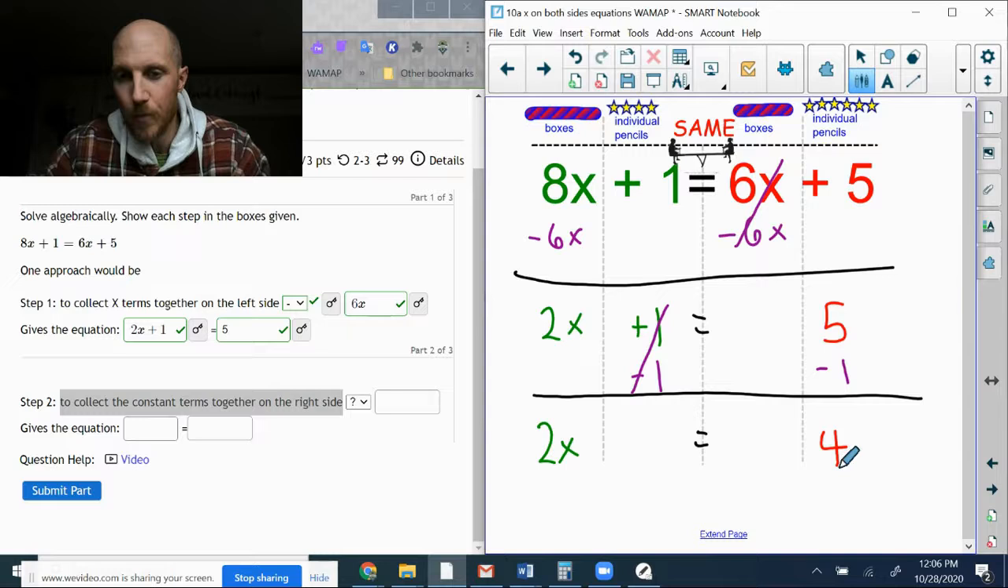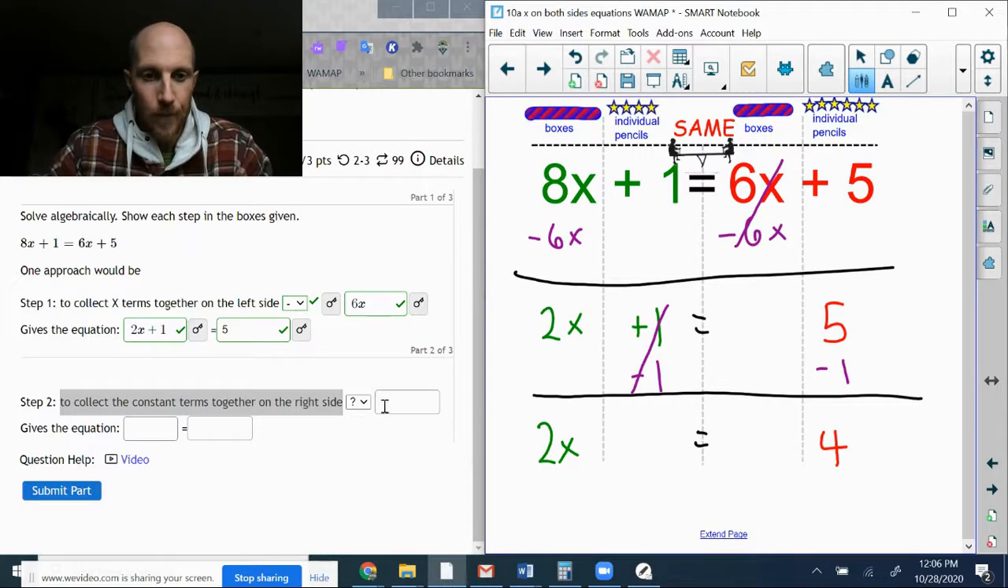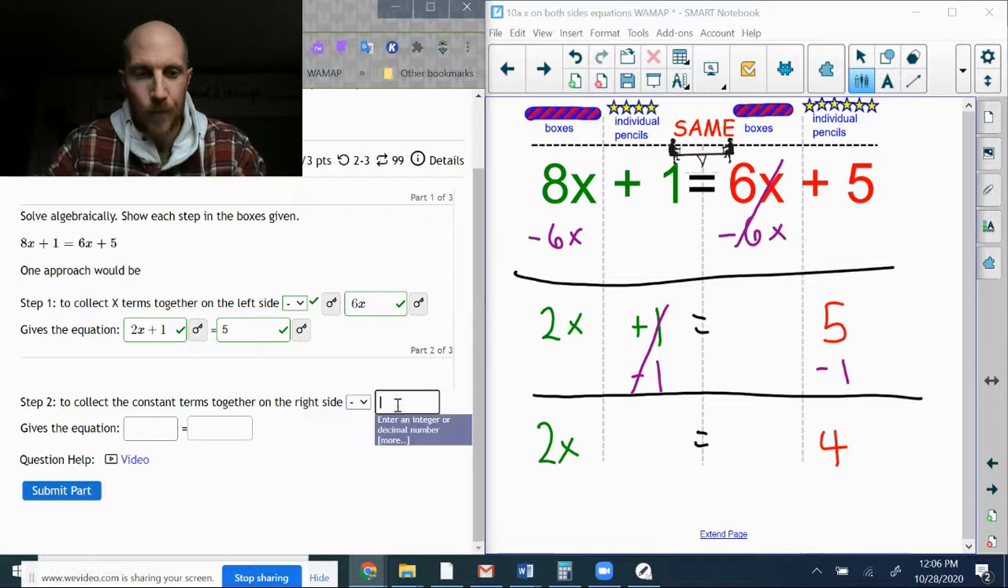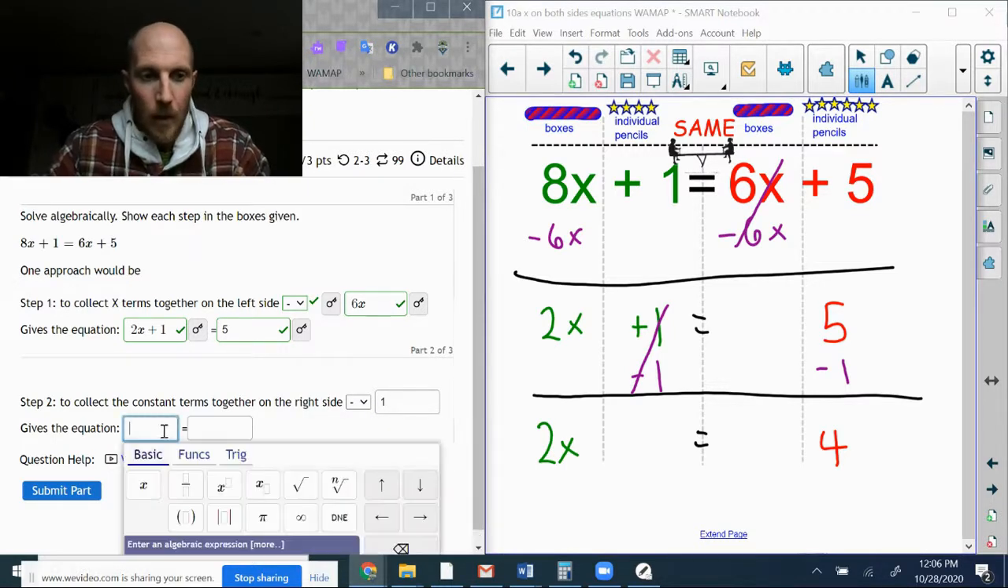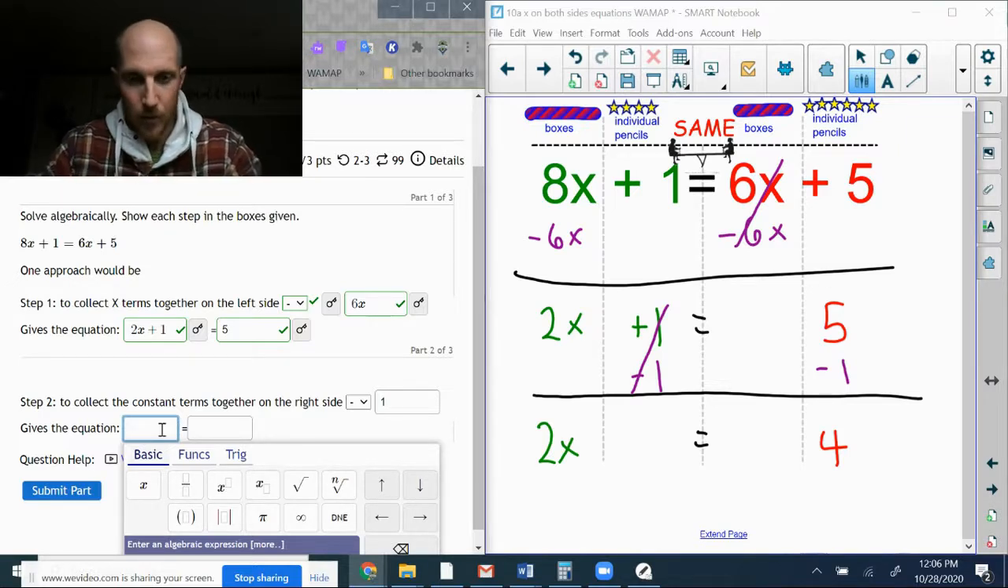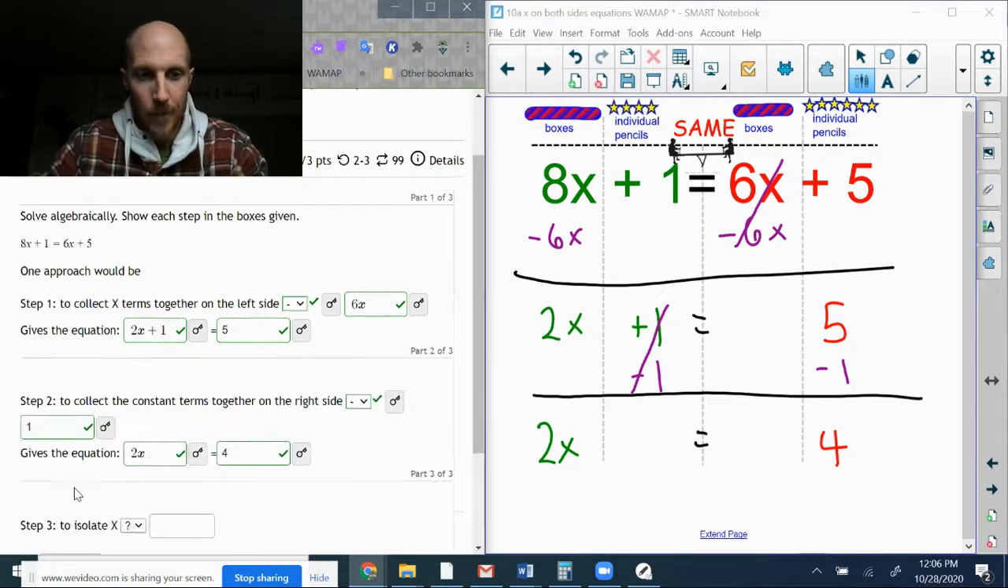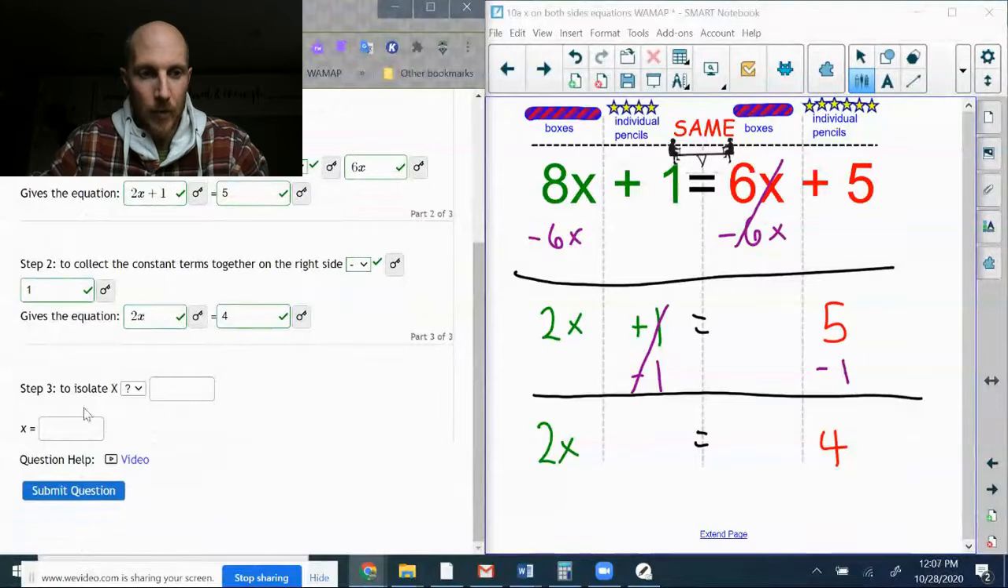All right, so we're not finished, but let's jump back over here to the assignment. So in order to collect the constant terms together on the right-hand side, what did I just do? Well, in my workspace, I wrote -1. So I need to select subtract, and then I'm going to put the amount that I subtracted, which was 1. Gives the equation what? Well, that's what I just wrote down, the last thing I wrote down in the bottom line of my workspace. 2x goes on the left side, and 4 goes on the other side. I'm going to submit, and then it brings up step 3.